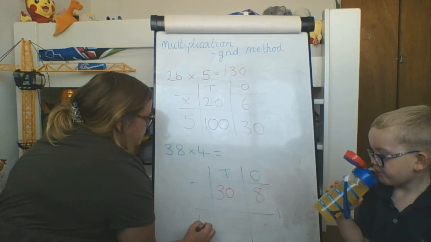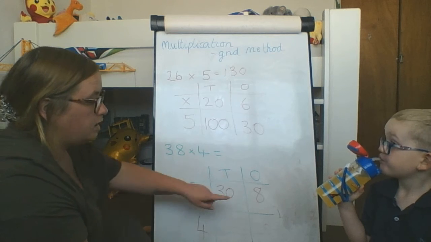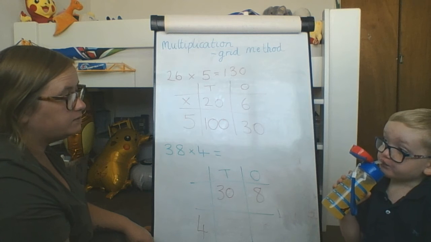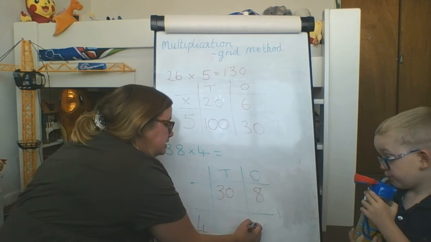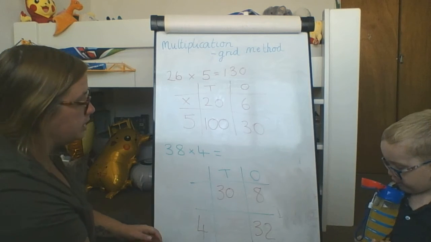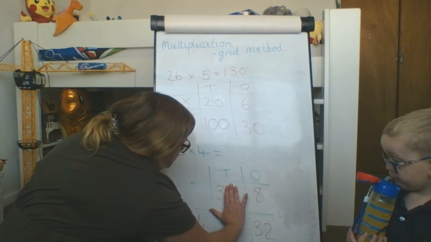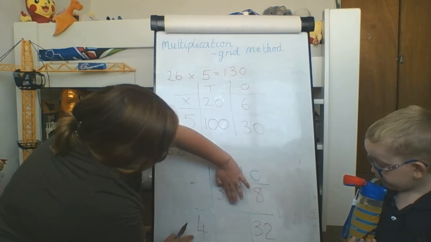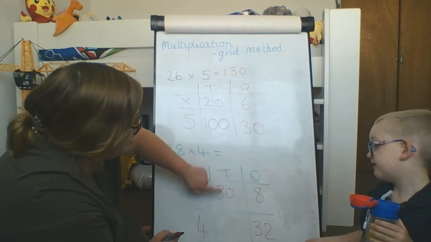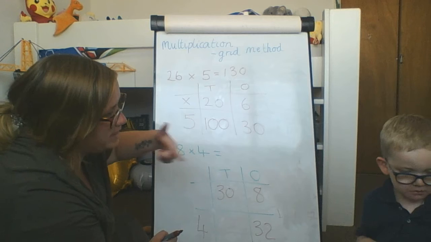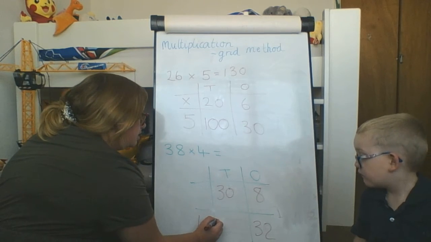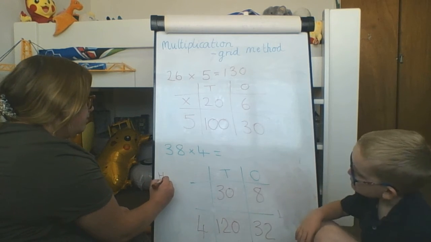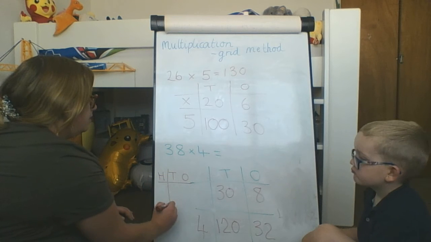38 times 4. So we look at our ones column, we're timesing by this number down here. So 8 times 4, what's 8 times 4, Max? 32. Okay, then we're going to look at our tens column and we're going to say to ourselves, what is 3 times 4? 3 times 4 is 12. And then because it's in the tens column, we have to multiply that number by 10. So 12 times 10 is 120.